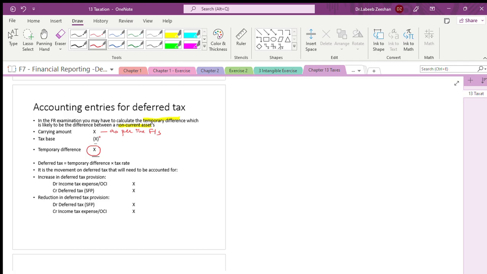Temporary difference will always be on the higher side only. Deferred tax is the temporary difference multiplied by the tax rate. This is what it is.